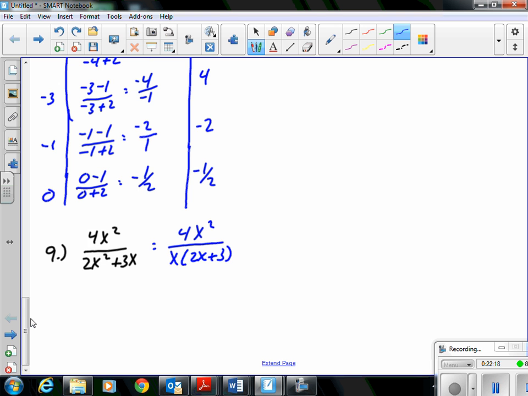And so when we have an x by itself there, you could look at the top and say, well, I could separate my x's. 4x times x over x times 2x plus 3. And you can see you can cancel one of your x's out. And so as simple as it gets is 4x over 2x plus 3.